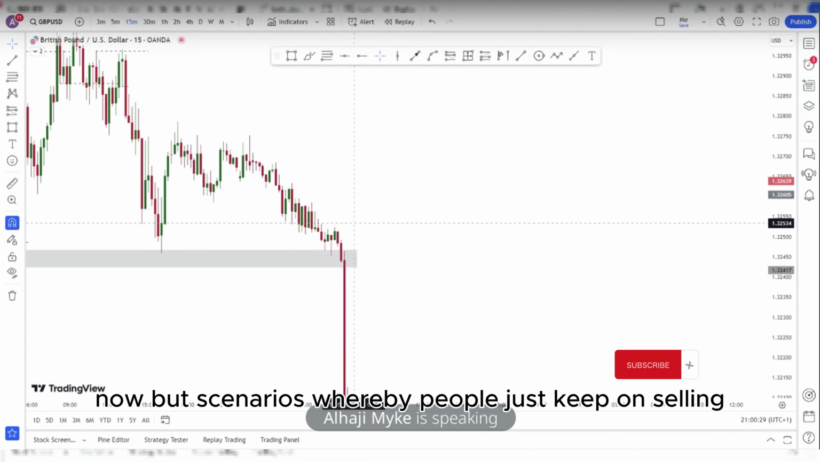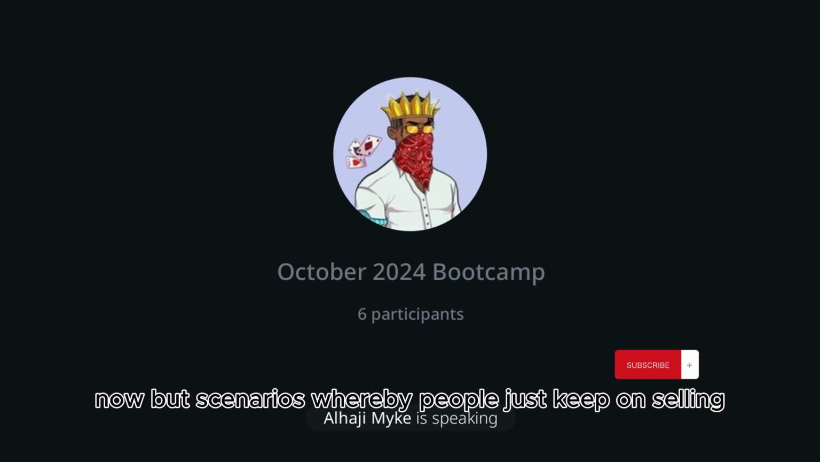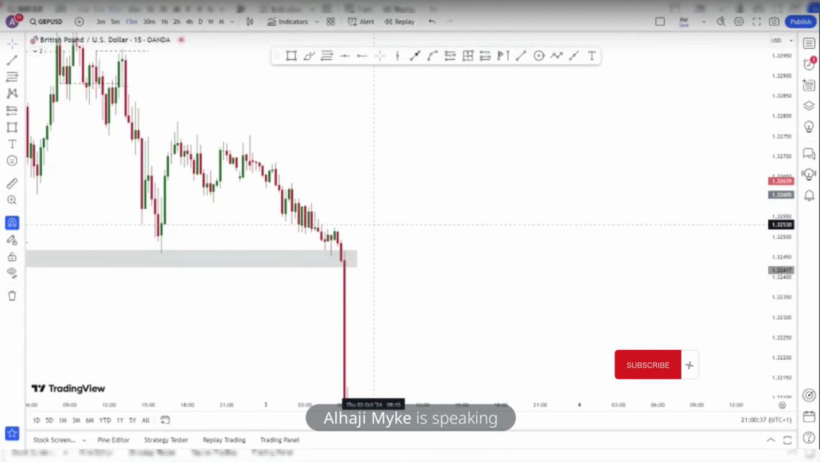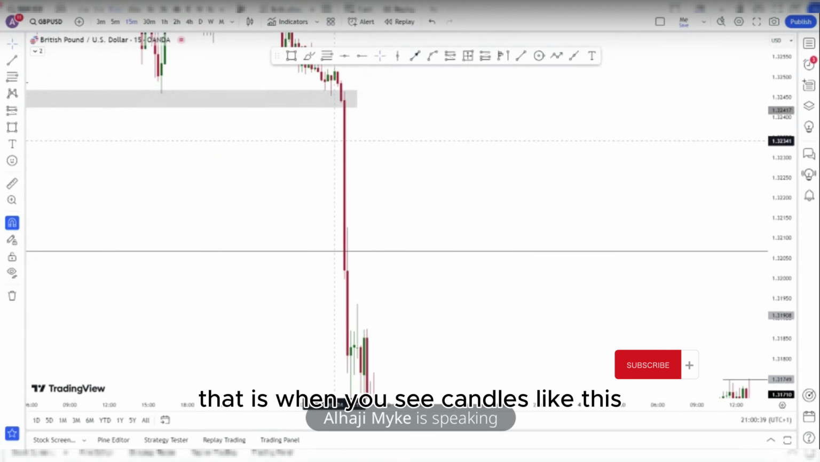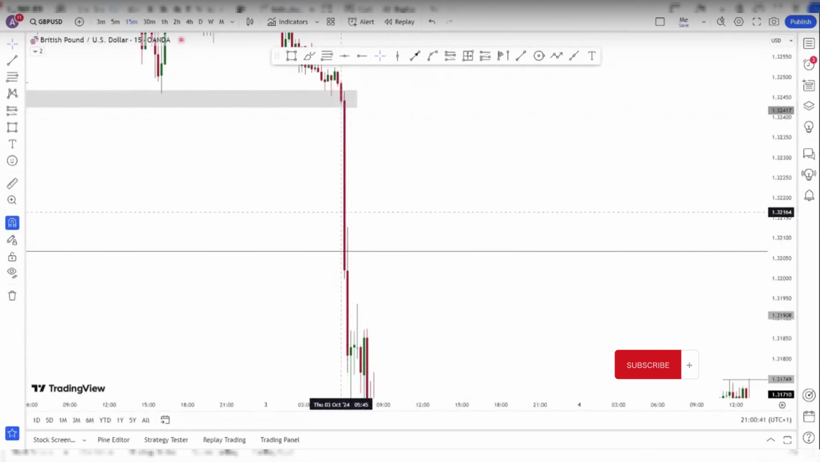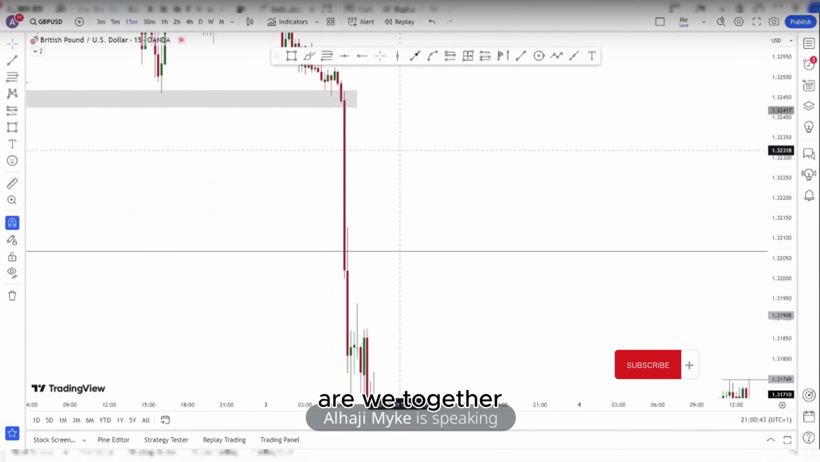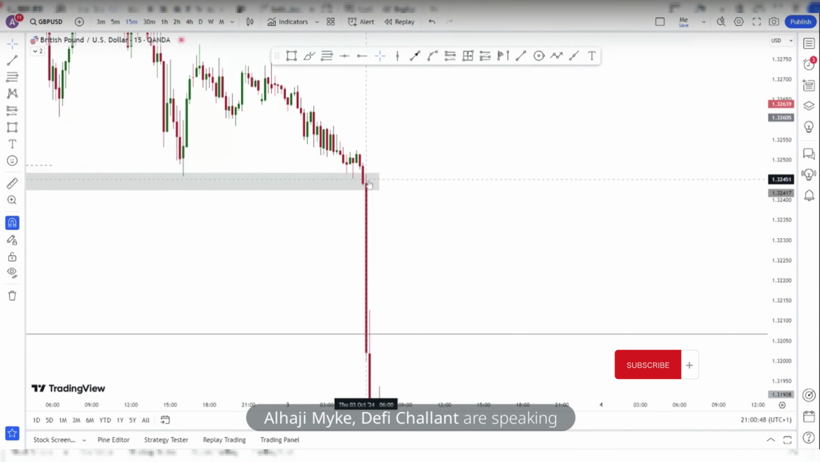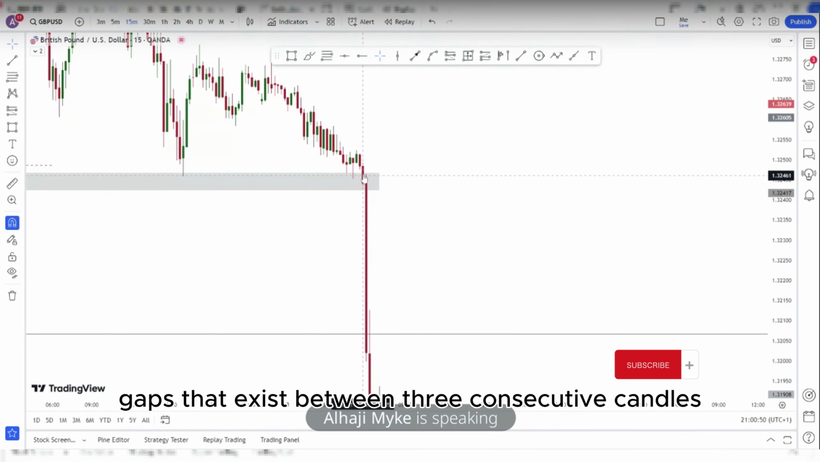But in scenarios whereby people just keep on selling, people keep on selling, and there is nobody buying, that is when you see candles like this. Are we together? Yes. Now, imbalances are these gaps that exist between 3 consecutive candles, right?